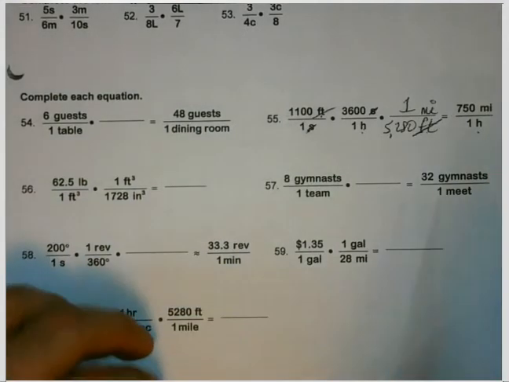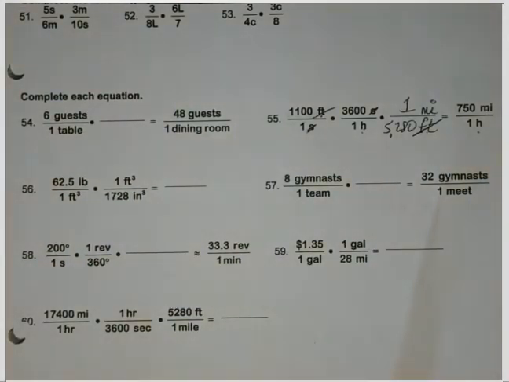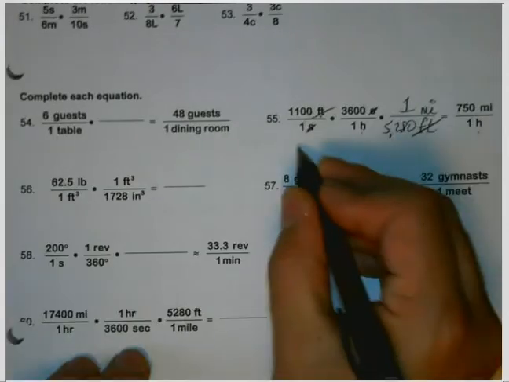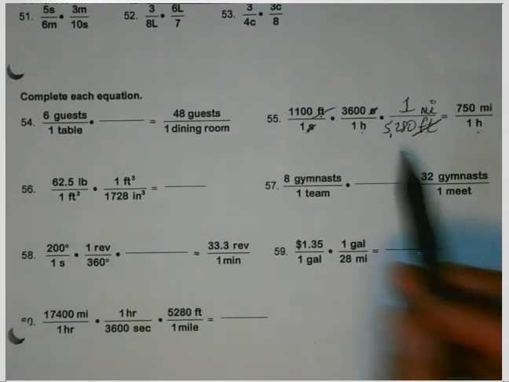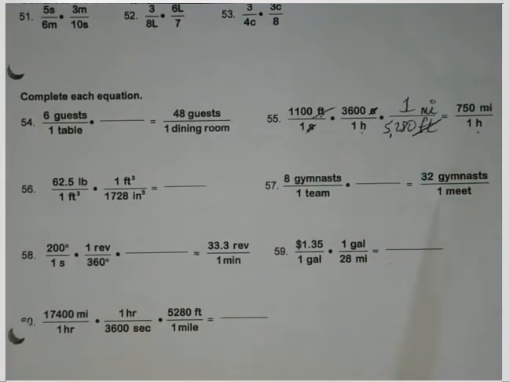Now again, in this case, maybe you multiply across and get that big old number. So in this case, oh, but we don't even have to worry about that. But let's double check. If we take 1,100 times 3,600, that is 3,960,000. And divide by 5,280, amazing, 750 miles over 1 hour. So you don't have to be the math expert here. You just have to set up the labels.